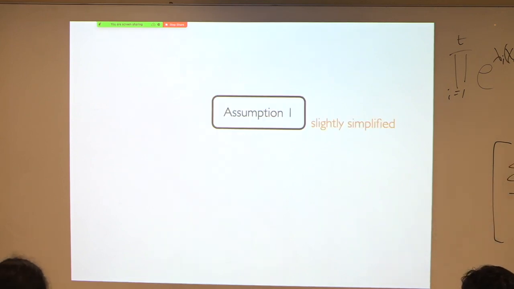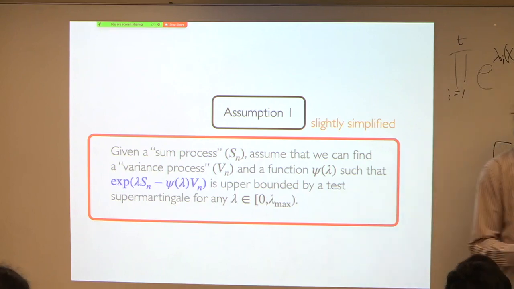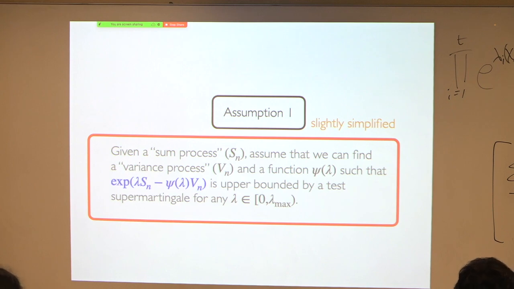Okay, so here's that assumption. It's a slightly simplified version of that assumption, but I think that's fine for our purposes. So it says, given a sum process, okay, it's going to be about random walks. This assumption is about random walks. So we have a sum of random variables, and I'm going to call that sum process Sn. And we are going to have a variance process that talks about how much this random walk can vary. And so we have this variance process Vn. These two pieces, I'm going to give examples later on.